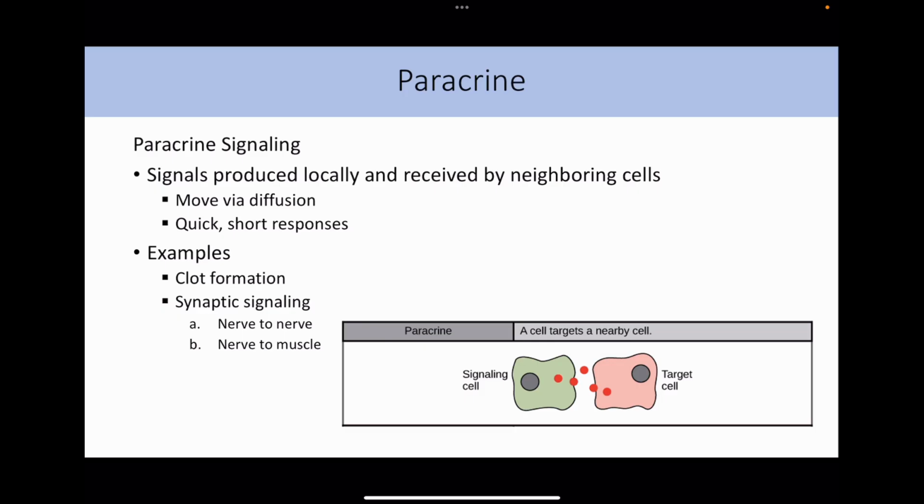It doesn't have to travel through the blood or anything like that. It's just right next to it, and the neurotransmitter binds to the neighboring cell. So this can be synaptic signaling from nerve to nerve or from nerve to muscle at the neuromuscular junction, as you learned in B32.